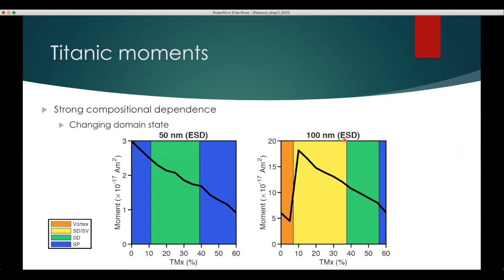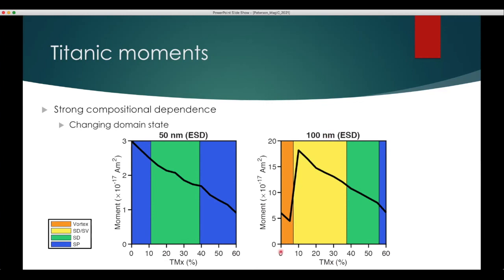We can break this down a little bit in terms of how the moments change with composition, essentially taking some slices through that surface that we just looked at. So here we have a 50 nanometer grain on the left-hand side, and as we increase the titanium composition, this black line represents the change in the moment. This change in the moment is fairly linear, and it essentially corresponds to the change in the saturation magnetization. All of these grains are uniformly magnetized because they're sufficiently small, though not all of them are stable carriers. TM10 to about TM40 are in the single domain range, but anything above or below this is actually superparamagnetic.